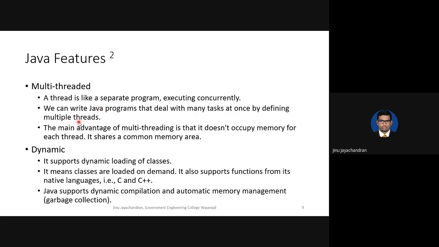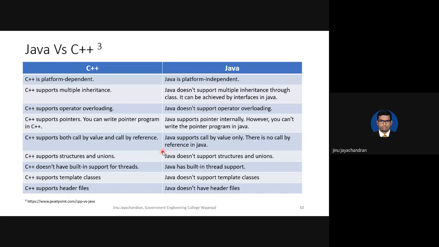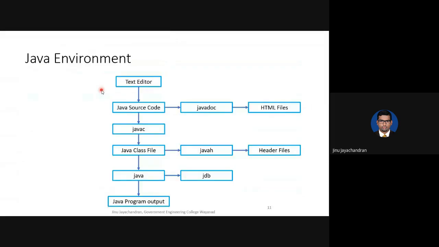Okay, and it is very fast. It doesn't occupy too much memory, etc. And it's dynamic, meaning, for example, dynamic loading of classes, and there is garbage collection. So this is a comparison of C++ and Java. This has been asked a good number of times in our semester examination. So you can just read through it. I'm not going to.